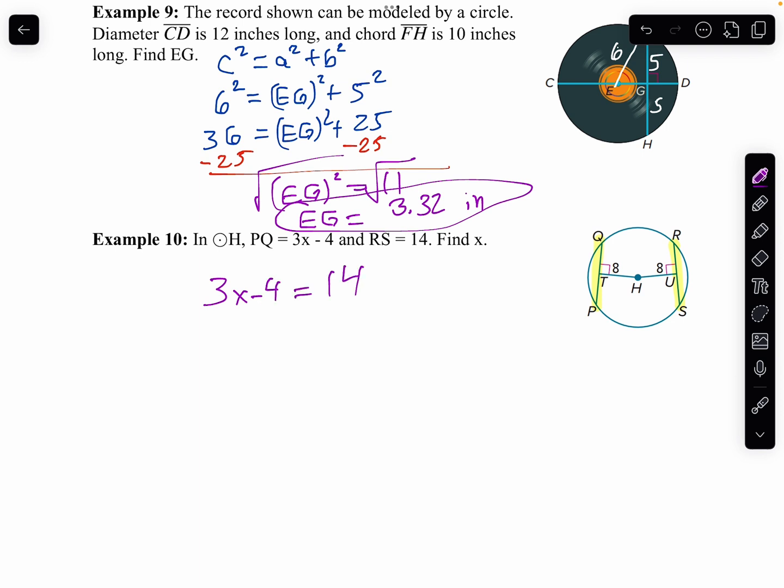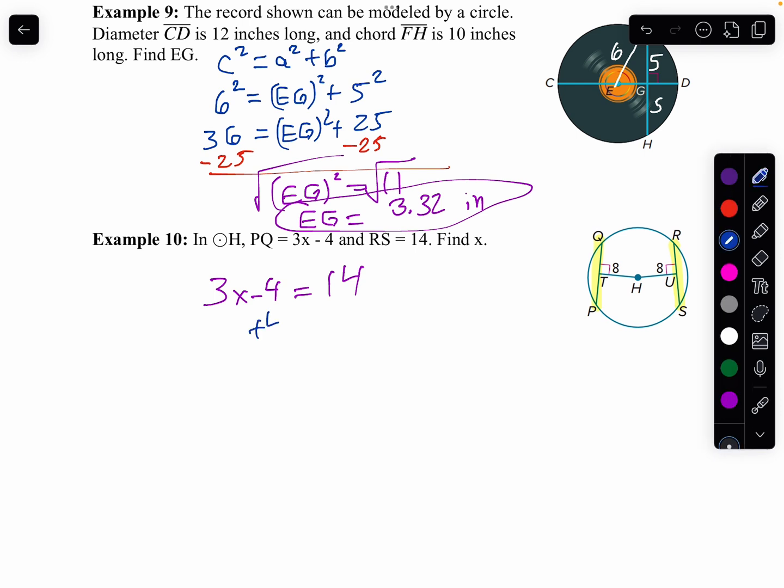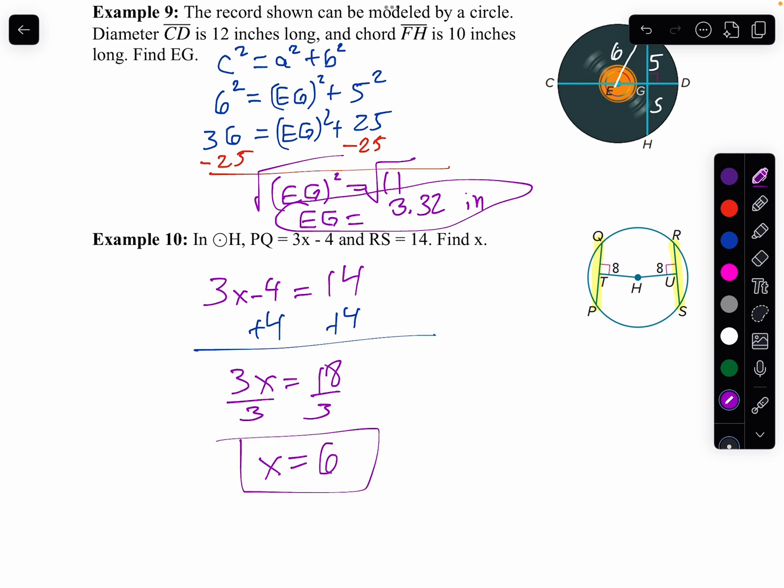Now we're just going to do the algebra here to solve for x, and that's all I want you to find. So we're going to add 4 to both sides. Maybe you could do this in your head. 3x equals 18. Divide by 3. X equals 6. There are no units on that one, so we're just going to say our answer is 6.